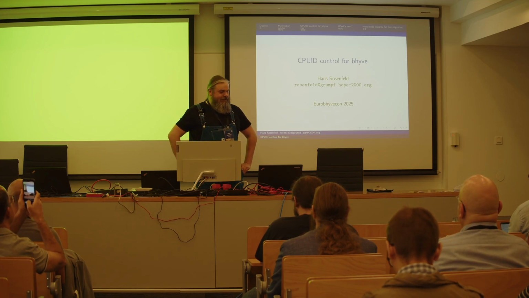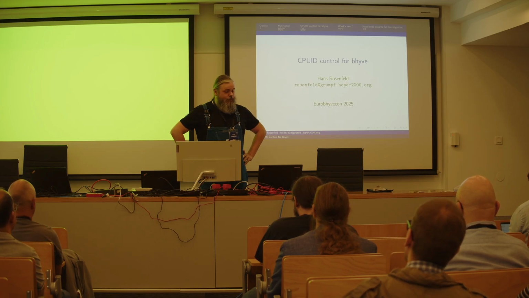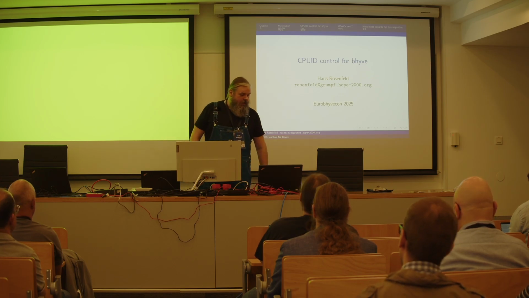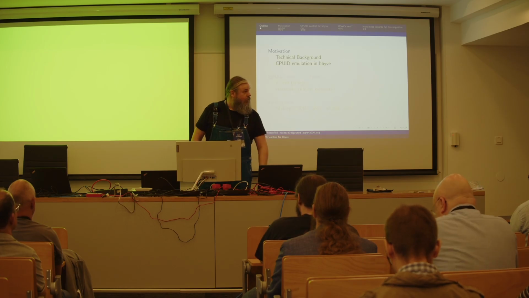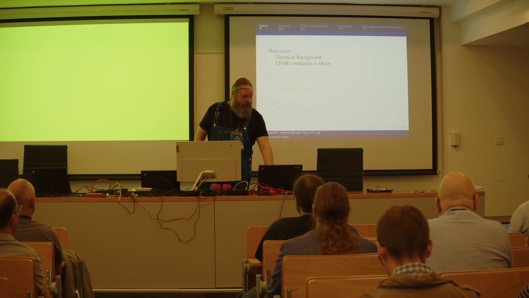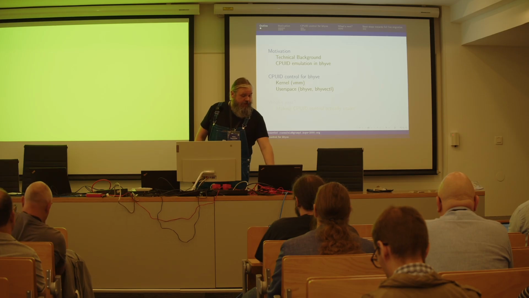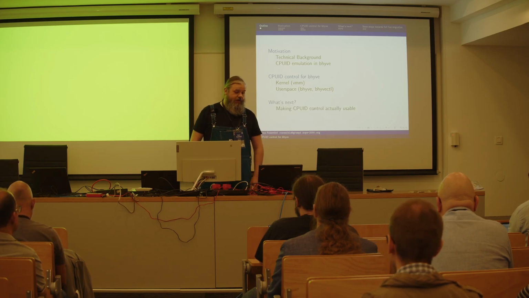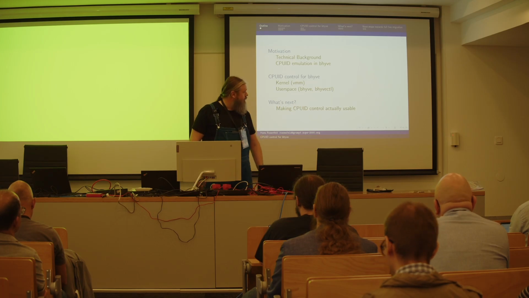So today I'm going to talk about CPUID control for bhyve, which is one of the features that we're needing for live migrations, one of many features that we will need. To structure my talk, I'll give a bit of technical background, explain how the CPUID emulation works in bhyve right now, then describe what is there already, the kernel bits that were necessary and the user space bits to use the kernel bits. From there we're getting to what I actually want to do next, which is what I sent as a proposal to the FreeBSD Foundation: make CPUID control actually usable, but we'll get to that.